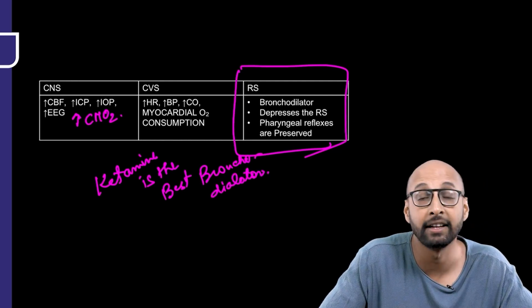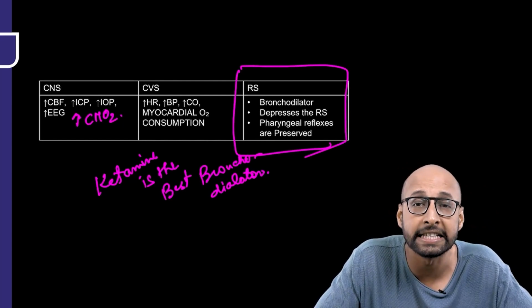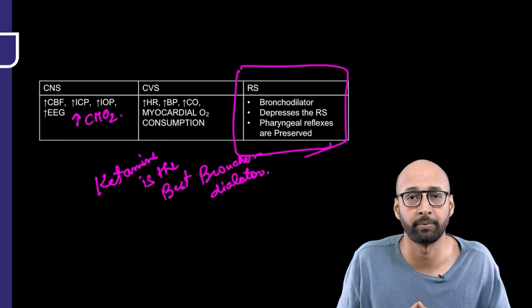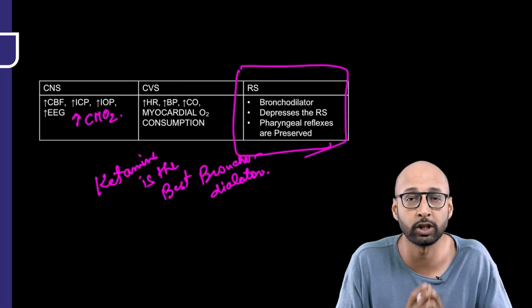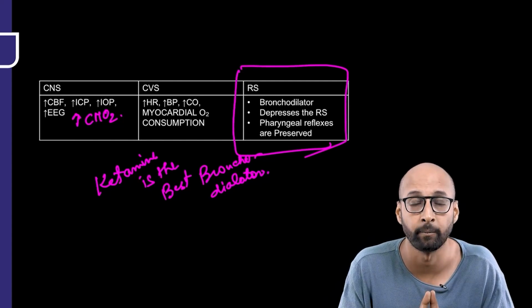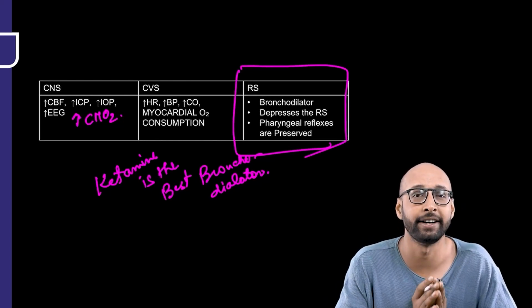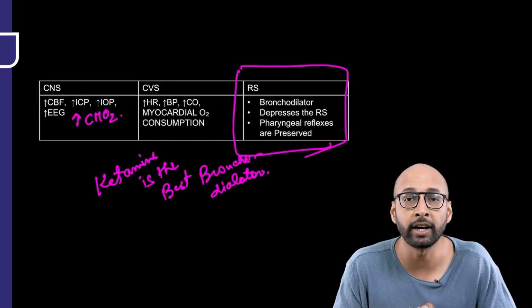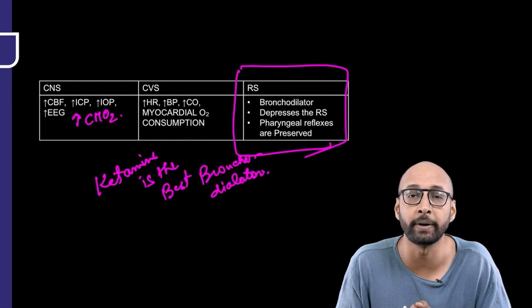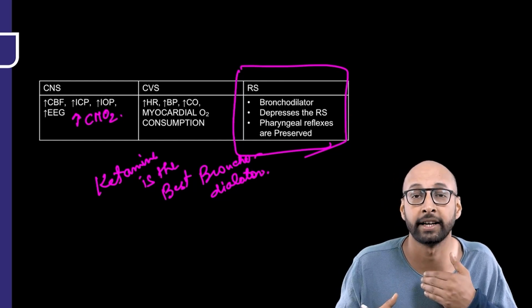Yes, propofol and etomidate are also bronchodilators, but ketamine is the best bronchodilator. It depresses the respiratory system. Pharyngeal reflexes are preserved. That is fine. But the best bronchodilator is ketamine. So keep this in mind that a patient who has any kind of pulmonary compromise or is having bronchial asthma or COPD, in those patients, you don't have to be reluctant in giving ketamine.